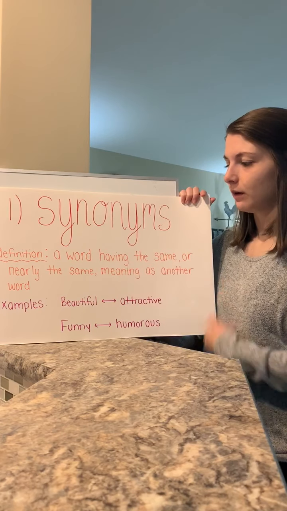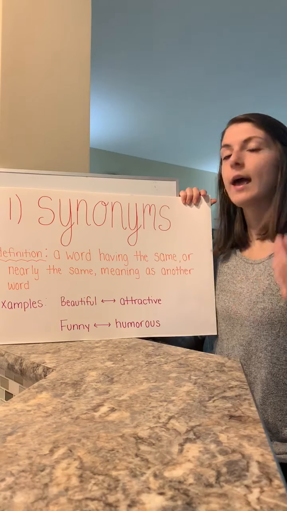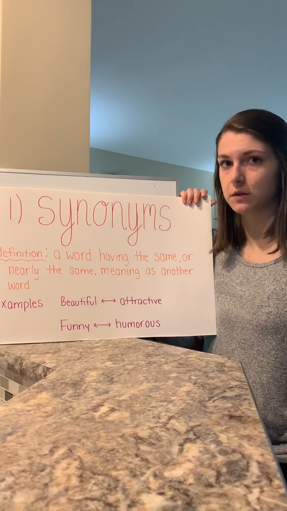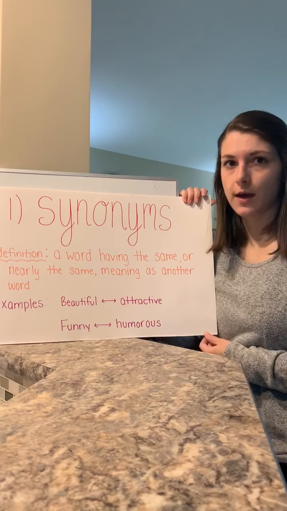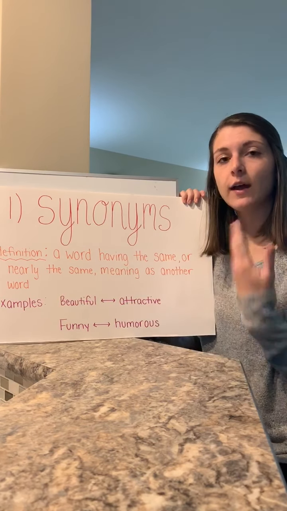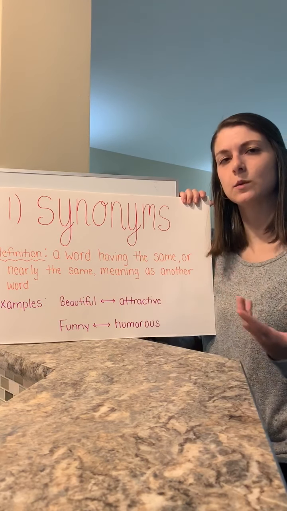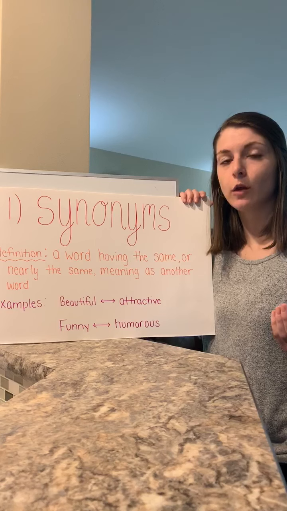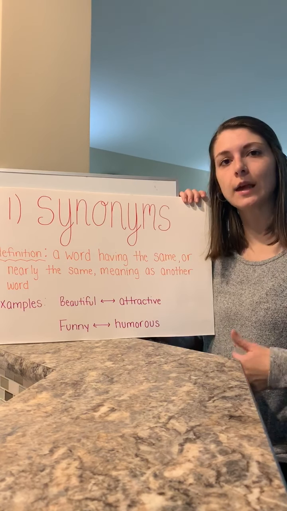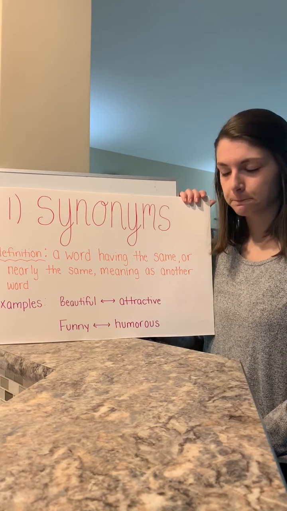The definition: a word having the same or almost nearly the same meaning as another word. So these words can be used interchangeably most of the time. Examples of that: the word beautiful and the word attractive. If I have a sentence, I can use either of these words in that sentence and it would still make sense. So for example, if I say, that girl is so beautiful, I can also say, that girl is so attractive, and it would basically mean the same thing.